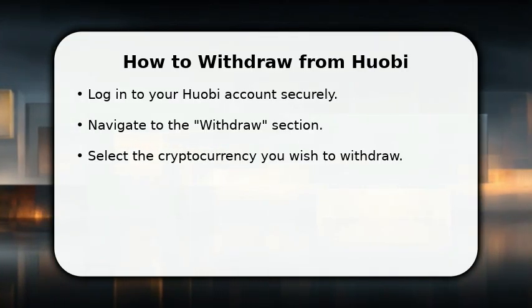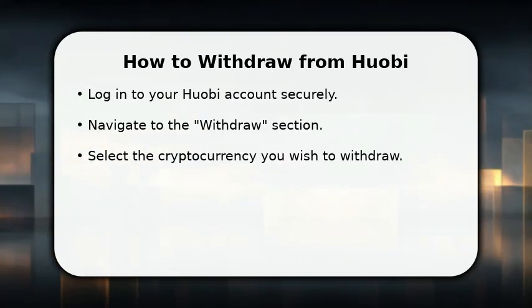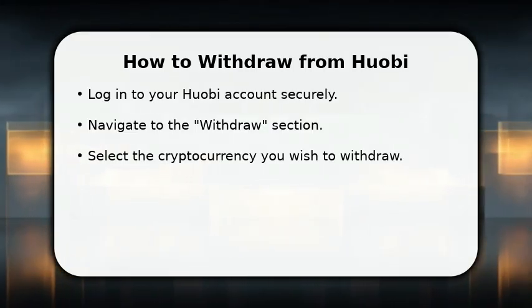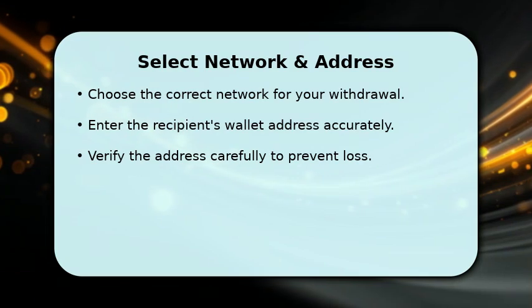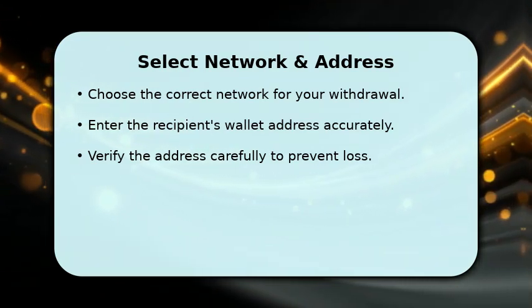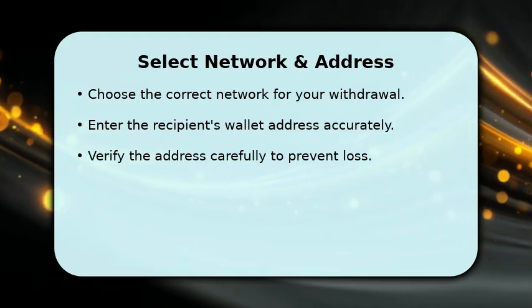Then, you'll need to select the specific cryptocurrency you intend to withdraw from your available balances. This ensures you're on the right track for a smooth transaction. Next, it's crucial to select the appropriate network for your chosen cryptocurrency. For example, for UST, you might choose TRC20 or ERC20.